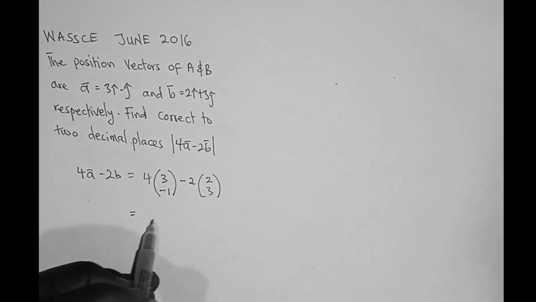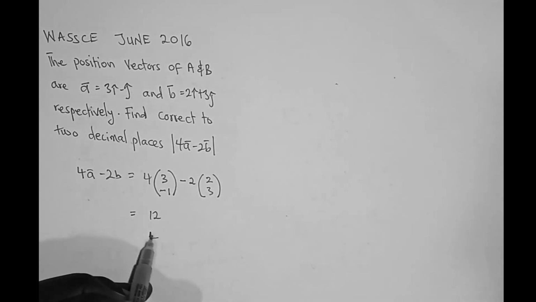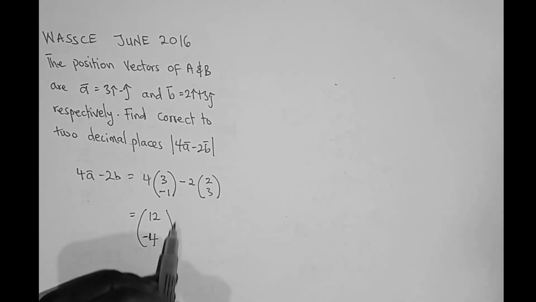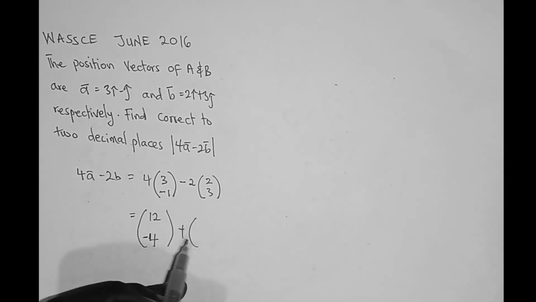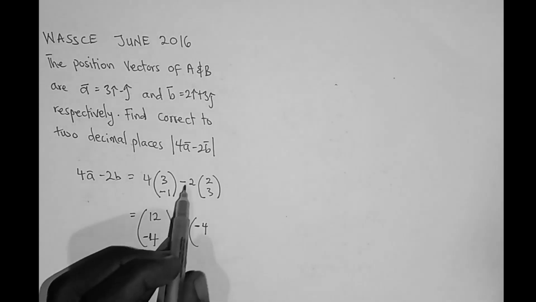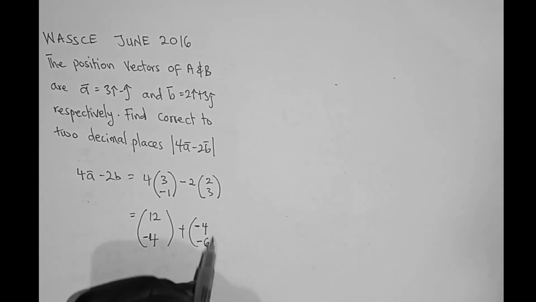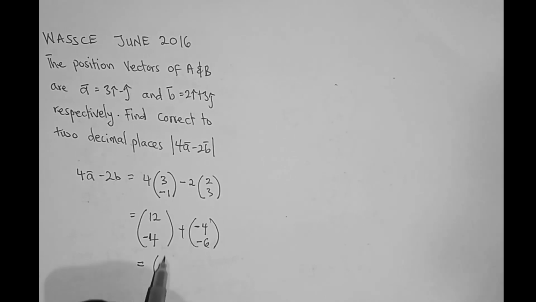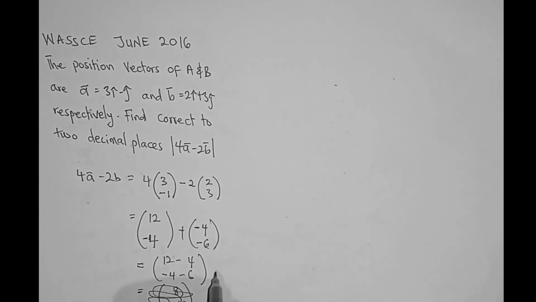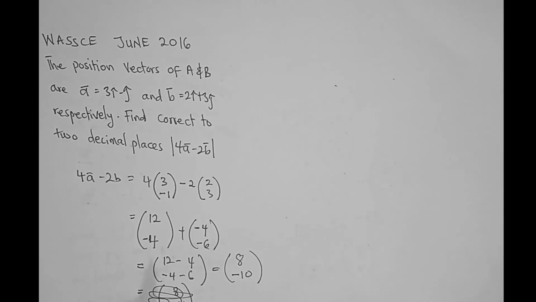So this is equal to 4 times 3 is 12, and 4 times minus 1 is minus 4. Then plus minus 2 times 2 is minus 4. Minus 2 times 3 is minus 6. So this is equal to 12 minus 4, then minus 4 minus 6. So this is equal to 12 minus 4 is 8, and minus 4 minus 6 is minus 10. So it's equal to 8 over minus 10.